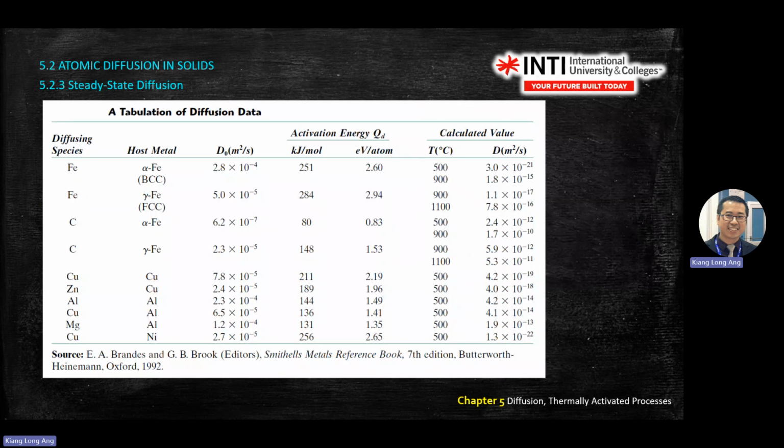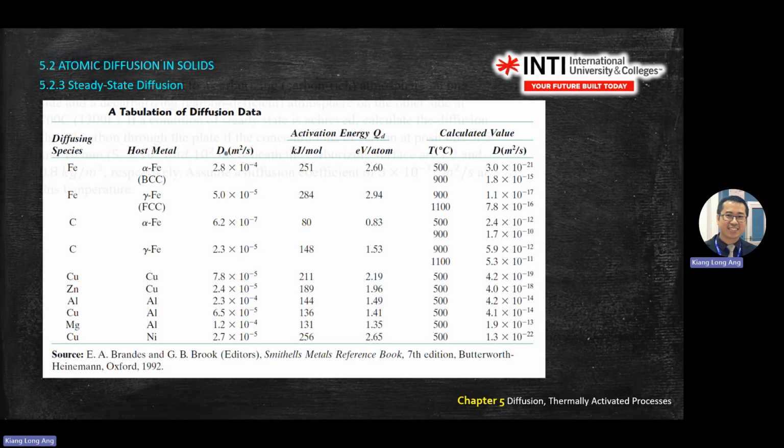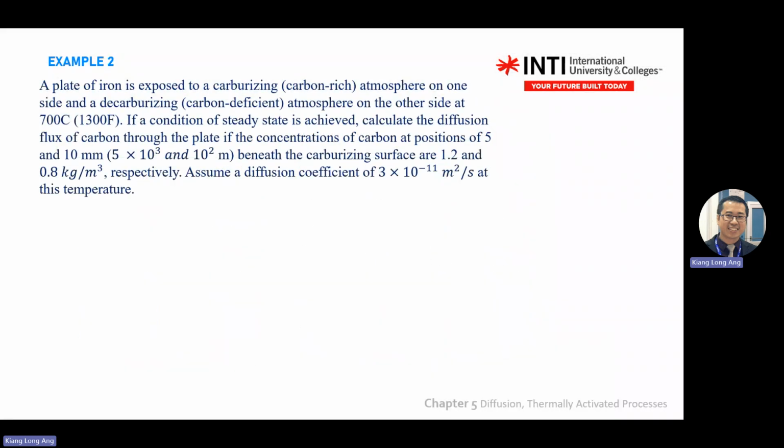Okay, so this is another popular table when it comes to assessment. It lists the diffusing species, host metals, the D value, diffusion coefficient, activation energies, and calculated values. All right, let's look at example 2, then we can go.